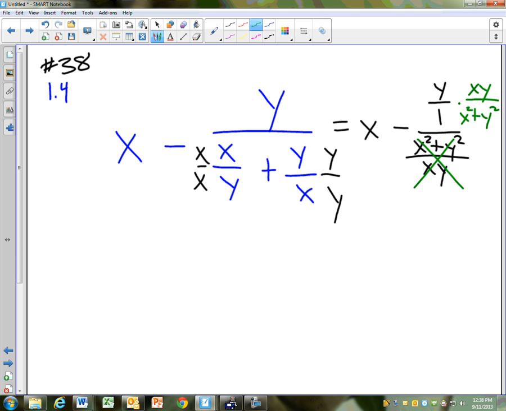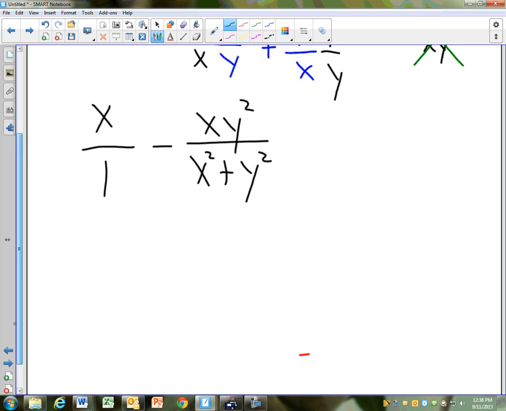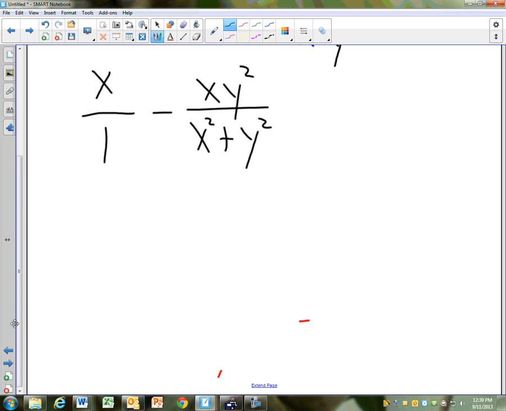Okay, if we do that, what does our new expression read? X over 1 minus what? Good. Now, we have two fractions. Is either one a complex fraction? Neither one's complex. Just have to find common denominators. What's going to be the common denominator? I take this part, multiply by x squared plus y squared. X squared plus y squared.